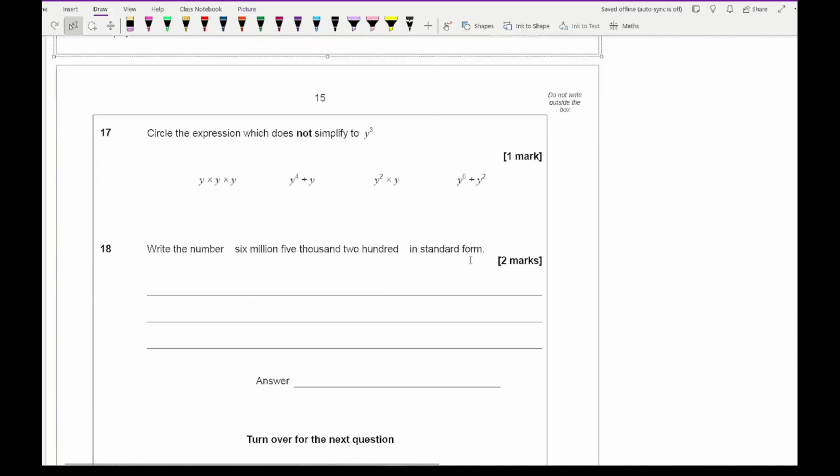For question 17, it says circle the expression that does not simplify to give you y to the power of 3. This one does. This one does. Take away the powers when dividing. This one will. This one, you take away the powers, and that.